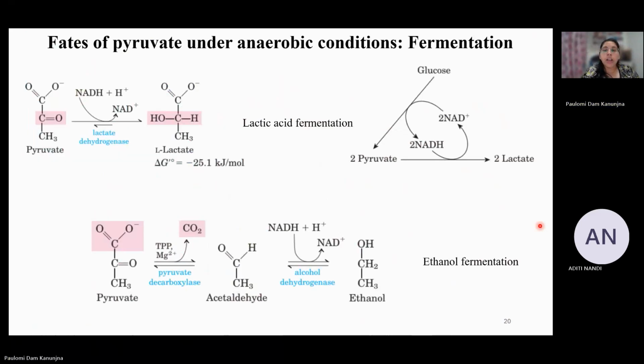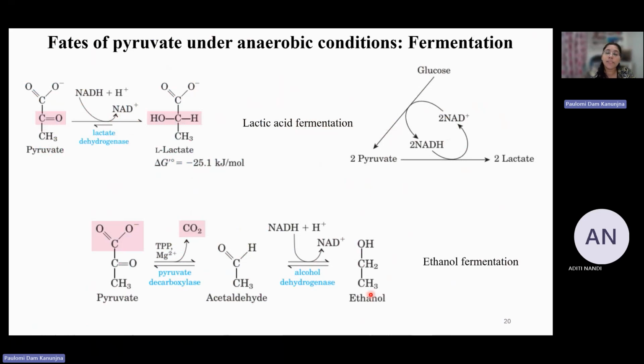Okay. Now, our glucose is converted to pyruvate, and the pyruvate is supposed to give me ATP, but that can only happen under aerobic conditions. What else is the fate of glucose, which is entering as pyruvate? Your pyruvate can convert to lactate, which is basically lactic acid fermentation, via the enzyme lactate dehydrogenase, or it can be converted to ethanol by fermentation.